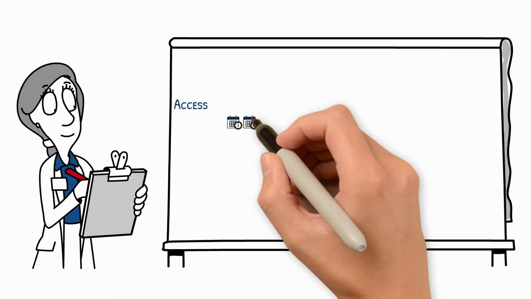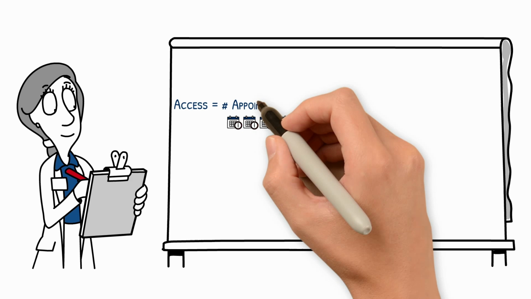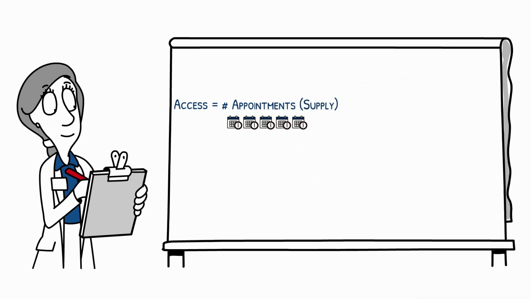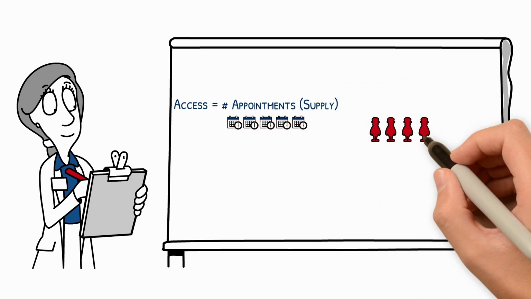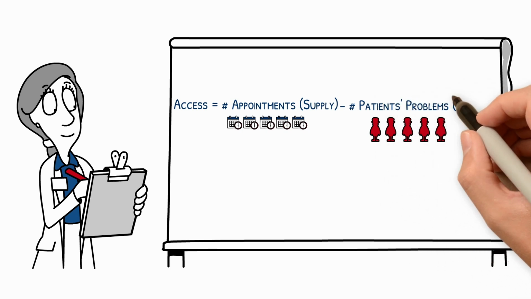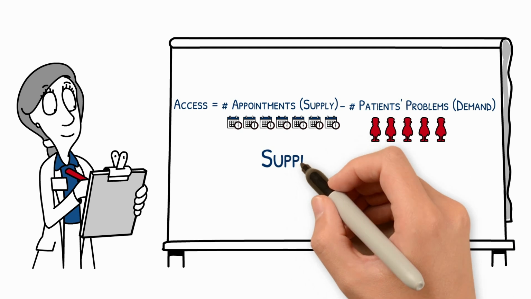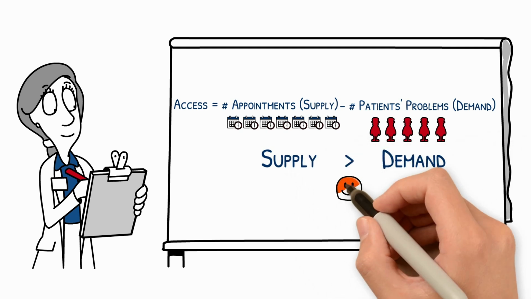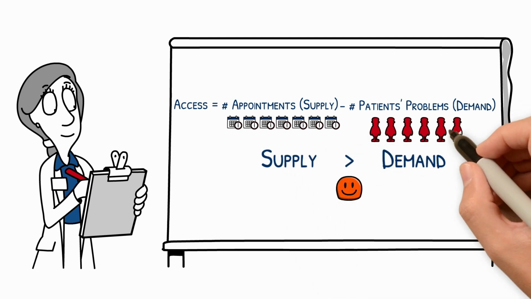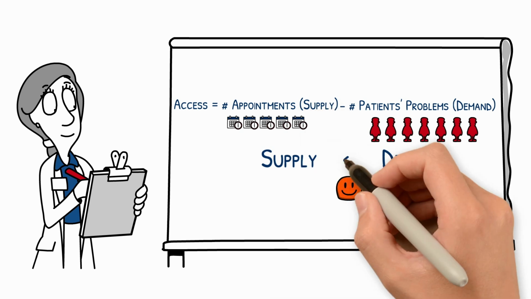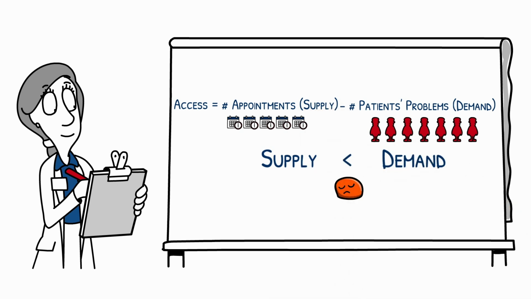You can think of access as simply the number of appointments available, which we call supply, minus the number of patients who have problems to address, which we call demand. If you have more appointments available than patients who have problems, you've got good access. When you have more patient needs than patient appointments, then you have poor access.